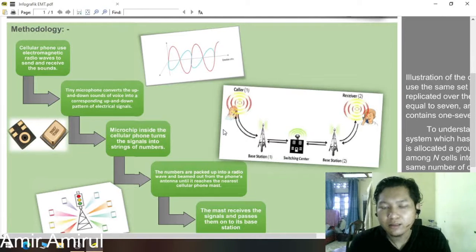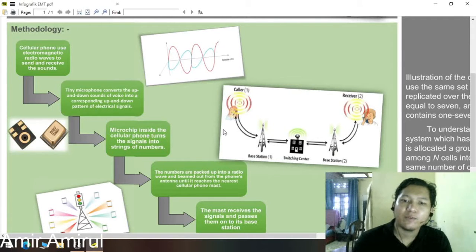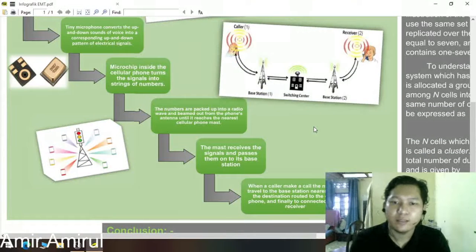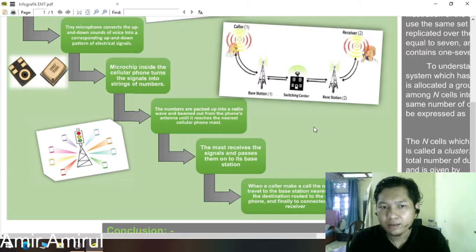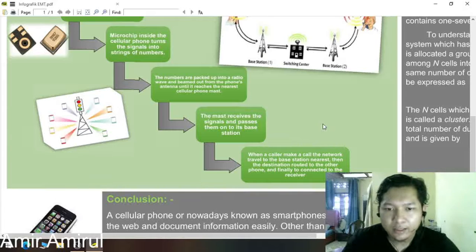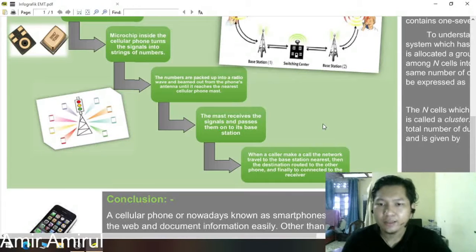The signal or the wave will transfer to the nearest cellular phone mast before it goes to the other user. The mast receives the signal and passes it to its base station. Then when a caller makes a call, the network travels to the nearest base station, then routes to the other phone, and finally connects to the receiver. Okay, that's all from me. Thank you.